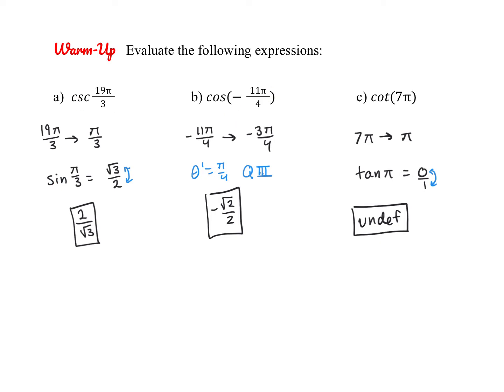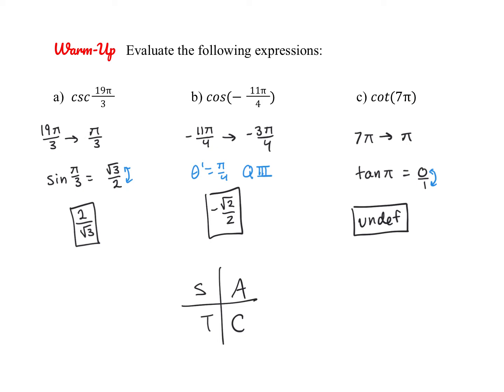For part B, I used, again, negative 3 pi over 4. So this is in quadrant 3, and the reference angle is pi over 4. So my answer must be negative root 2 over 2. And also remember this little trick, ASTC. This tells you what is positive in each quadrant, which I know my answer is negative in quadrant 3.